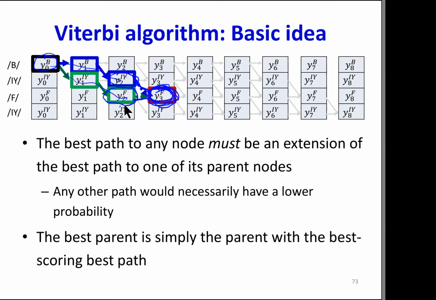It cannot be an extension, for instance, of the second most probable path to this guy, because we know that the second most probable path to this guy already has a lower probability than the most probable path to this guy. So this means that the most probable path to this node over here is either an extension of the most probable path to this node or the most probable path to this node. That's it. Is that making sense to all of you?